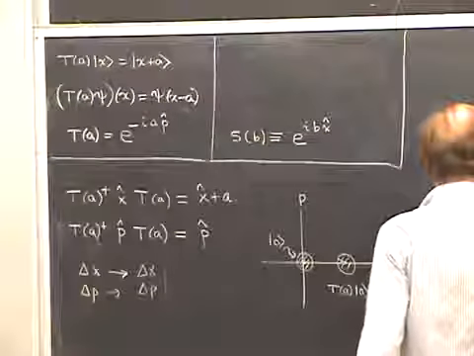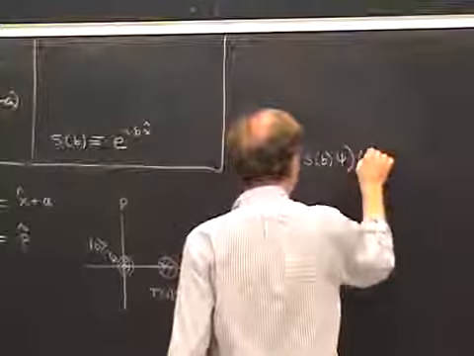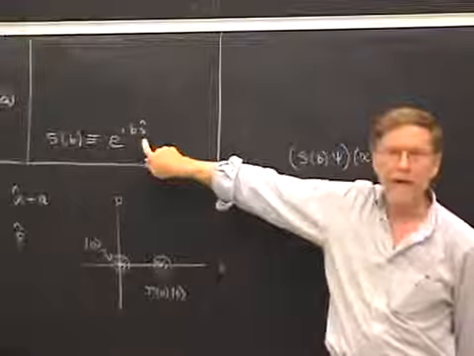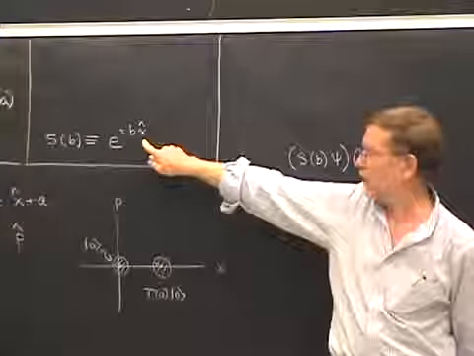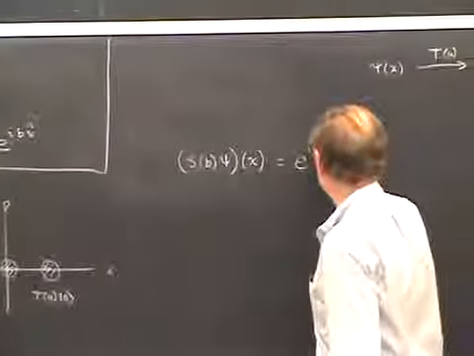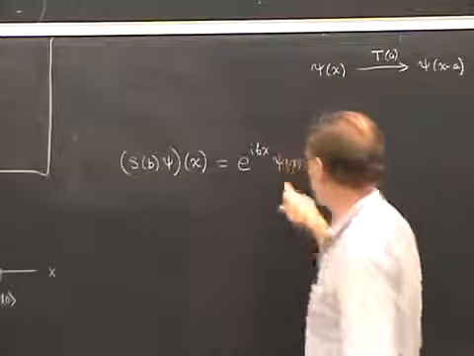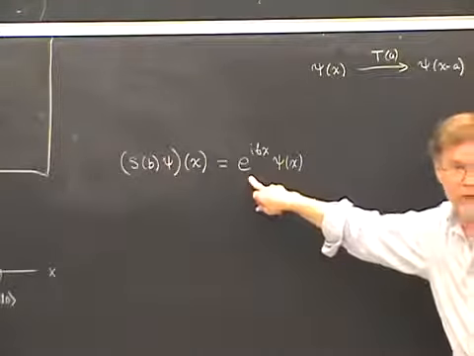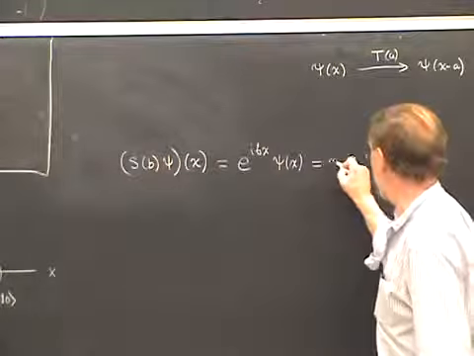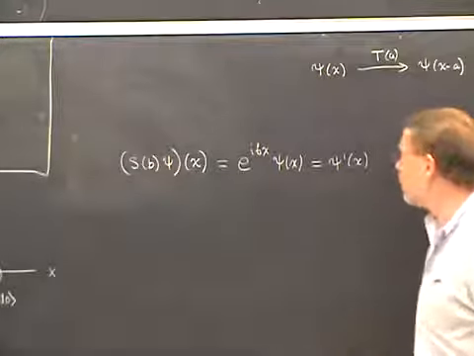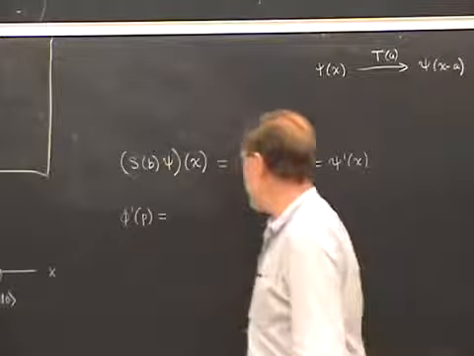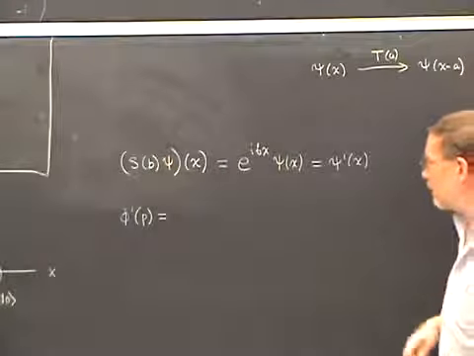So let's see what S of V does to wave functions. If I take S of V and let it act on a wave function psi, and evaluate it at x, well, S of V is a function of the operator x hat, which is just multiplication by x on x-based wave functions. So this is the same thing as e to the i V x times psi of x. It multiplies psi of x by a position-dependent phase factor. Let's call this psi prime of x. What does it do to momentum space wave functions? Let's write phi prime of p for the momentum space wave function corresponding to psi prime of x.